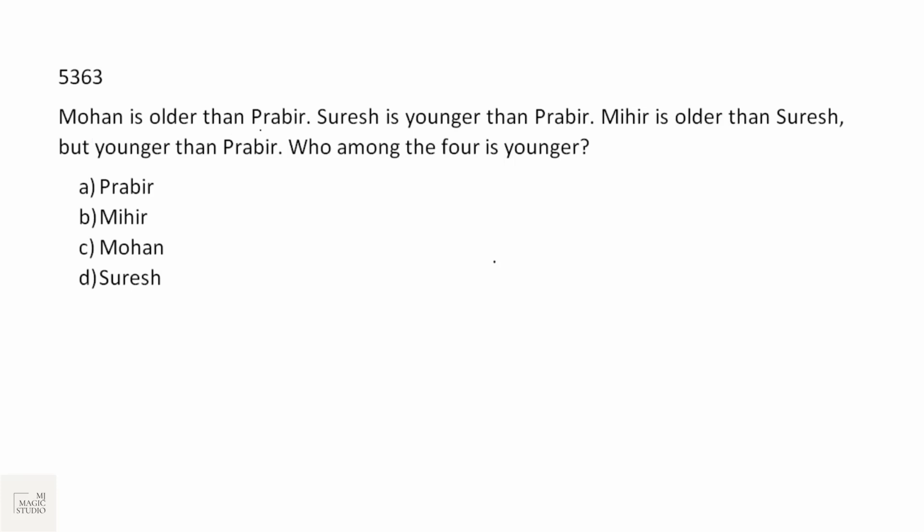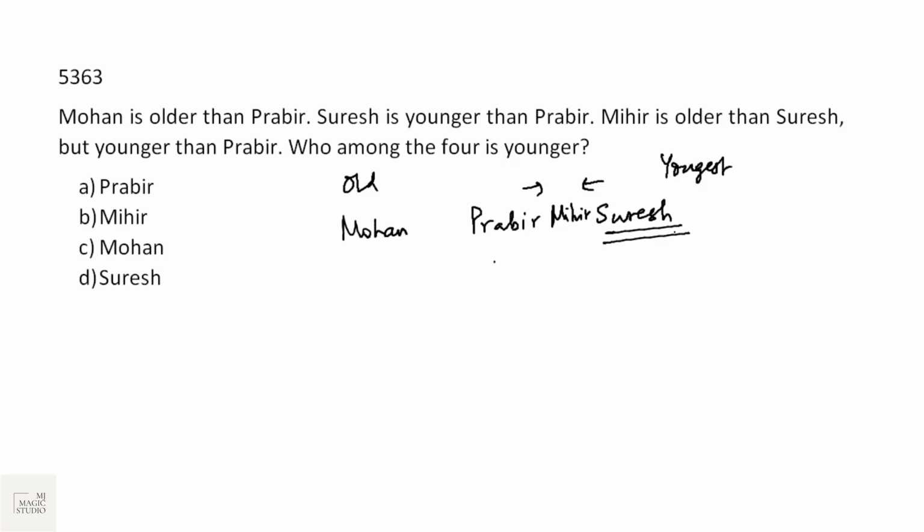Mohan is older than Praveer. Suresh is younger than Praveer. That means Suresh should be here. Mihir is older than Suresh, but younger than Praveer. Then Mihir is between these. This is the oldest and this is the youngest. Who among the four is the youngest? That is Suresh. Option D is the fit.